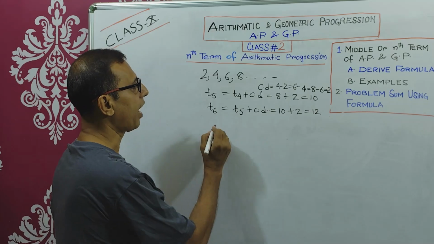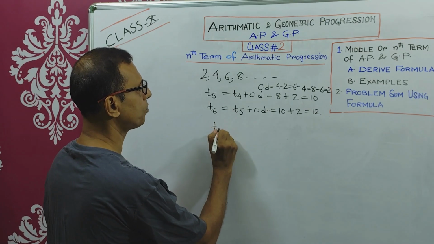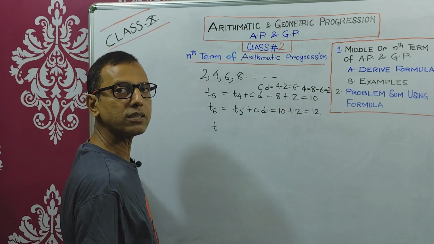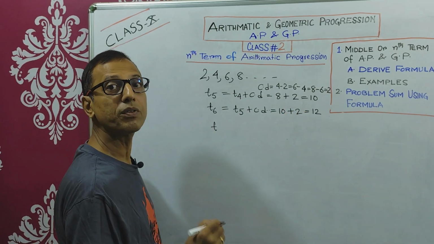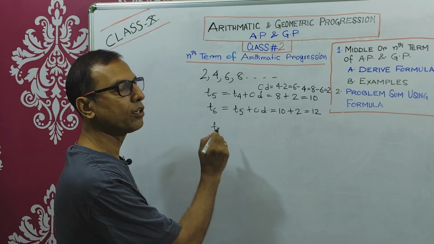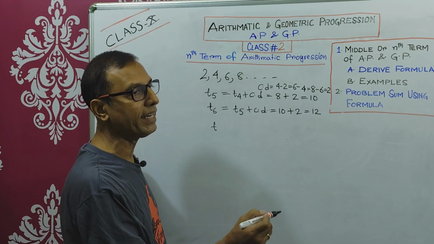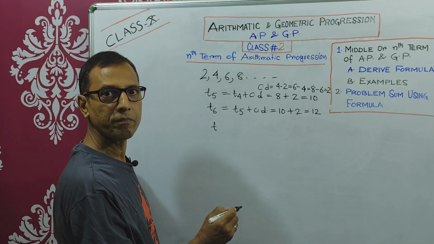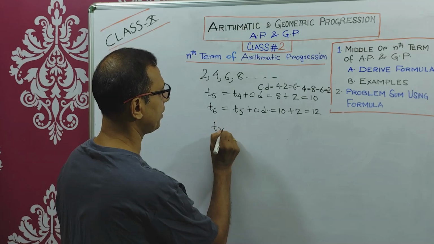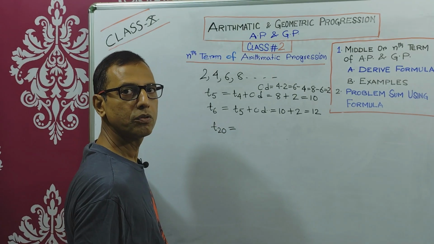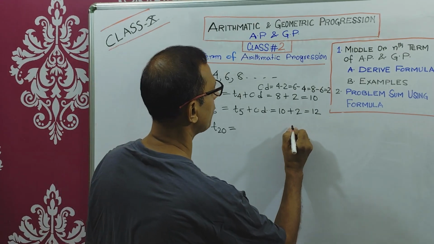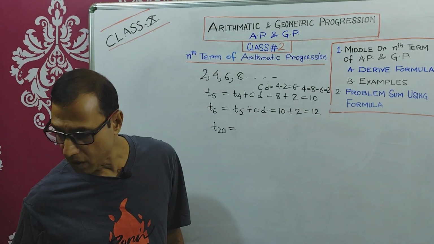But if I ask you to find out the 20th term in this particular progression, will you do it like this? No. So there is a specific formula. First I will tell you the formula and how you can find out the 20th term or any nth term from this particular formula. That I will show you, and then I will derive the formula. So T20 equals to, we cannot derive like this. So there is a formula for that. So what is the formula?